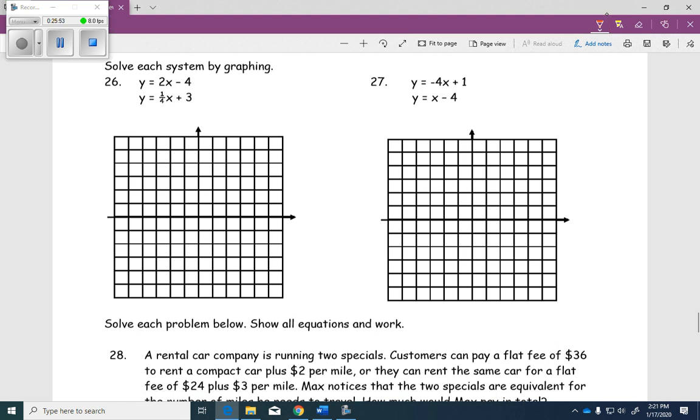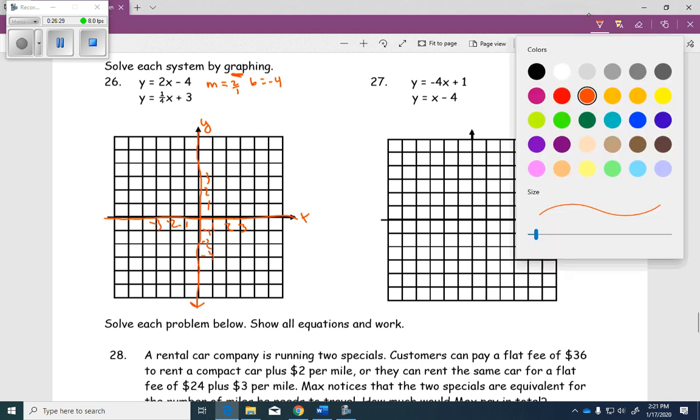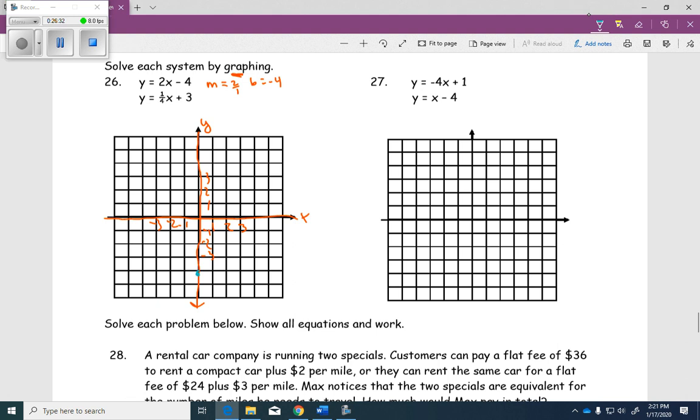Number 26, we have to solve by graphing. So I want to know what m equals. In the first one, it's 2 over 1, and b equals negative 4. So I'll start at, I'm just going to darken in my axes. I don't like when they look the same color as the lines. So I'm going to start at negative 4 and go up 2 over 1.